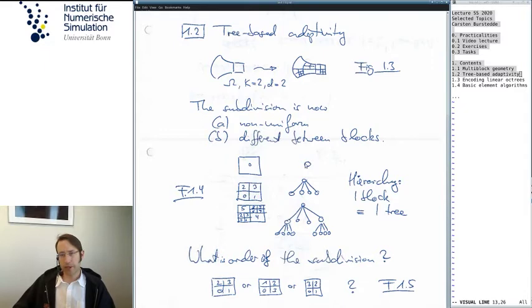So one block is one tree. In this representation in 2D we call it a quad tree, since we have 4 children. In 3D it's called an octree, a very famous structure that has been around especially in graphics since well, way before I was actually thinking about these things.